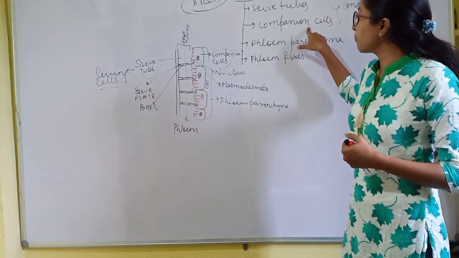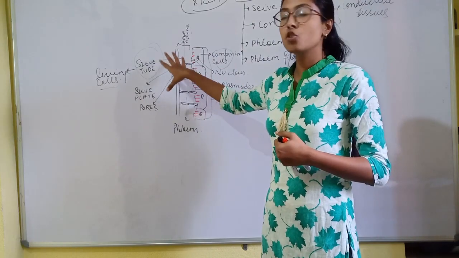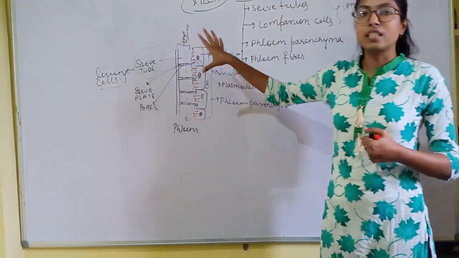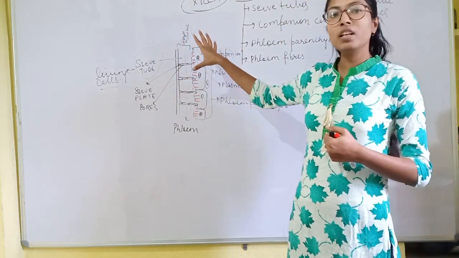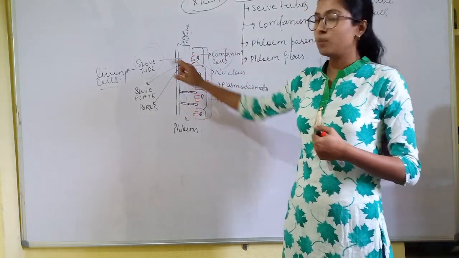What is the function of companion cell? That companion cell helps or regulates the activity of the sieve tube members. Means they are essential for the conduction of food in the plant. So companion cells also assist them or help them.